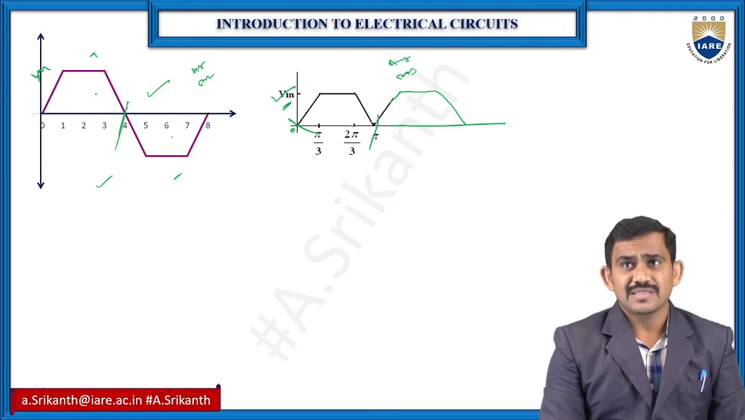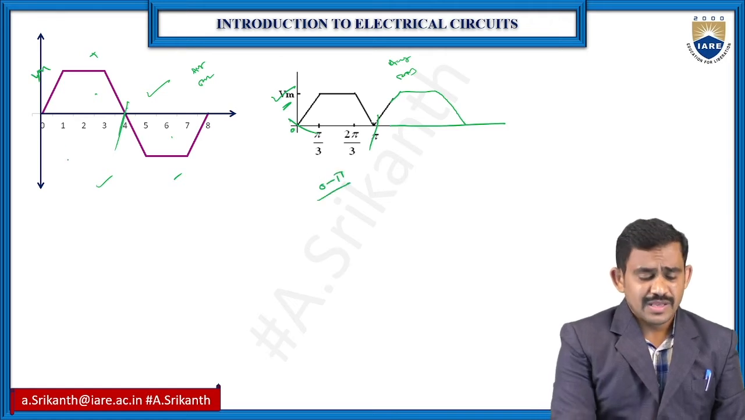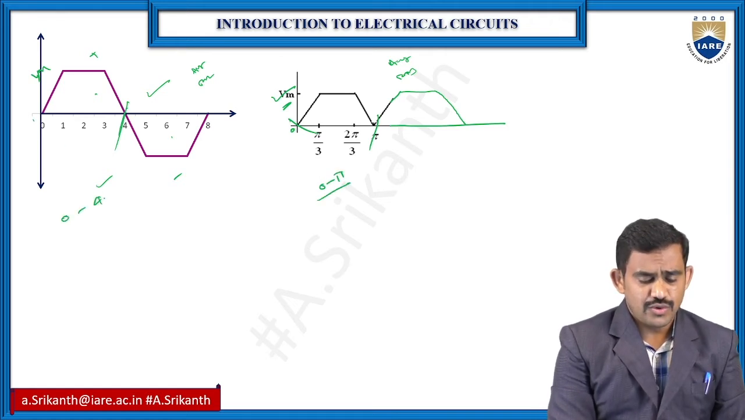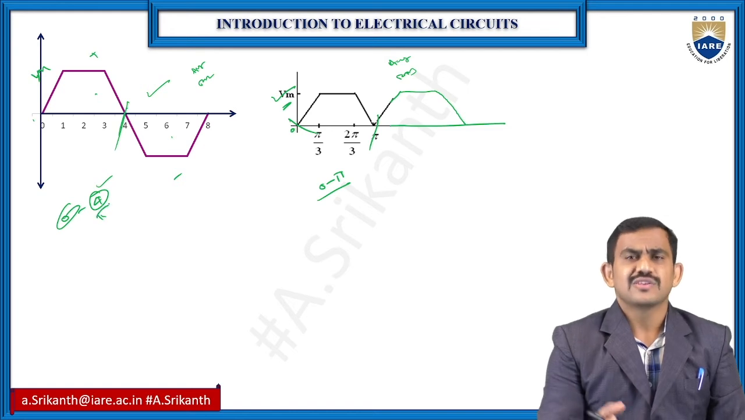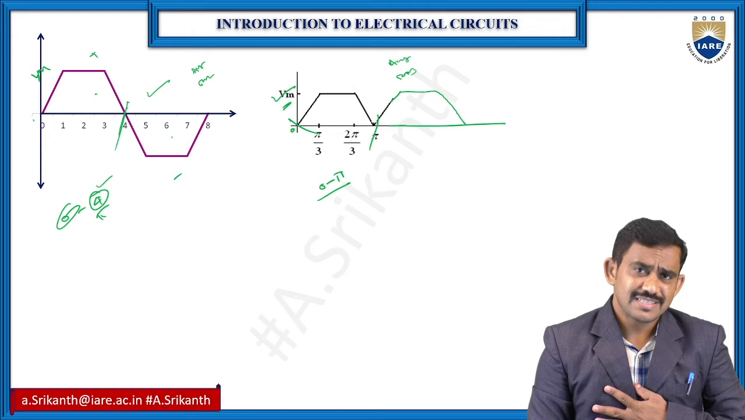Now my time period is 0 to pi. 0 to pi is your time period for the average. Same thing here, 0 to 4 is your average, and 4 is nothing but pi. So no need to worry about the time period. Okay, so I want to find out the average and RMS.